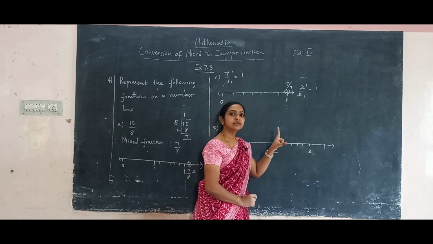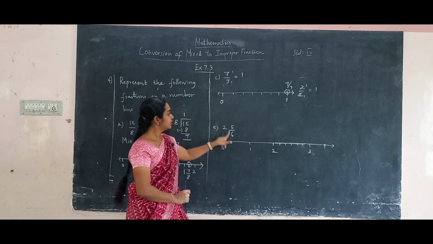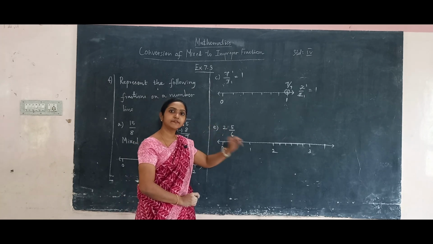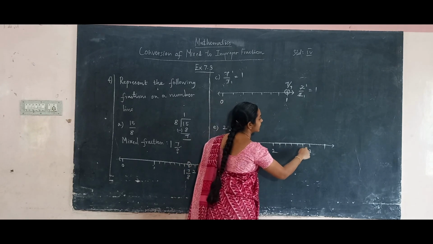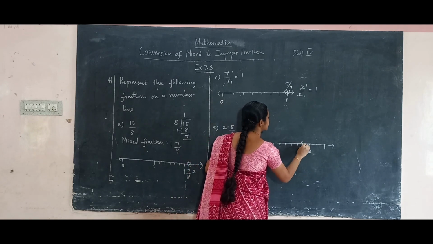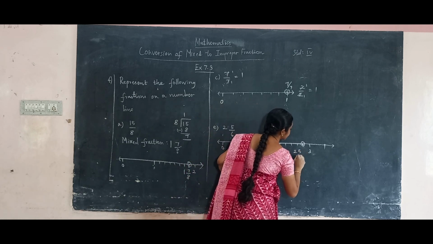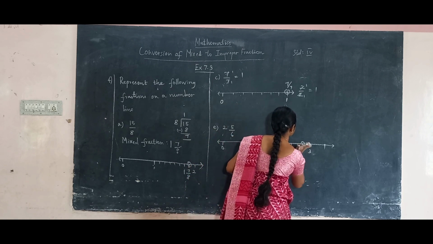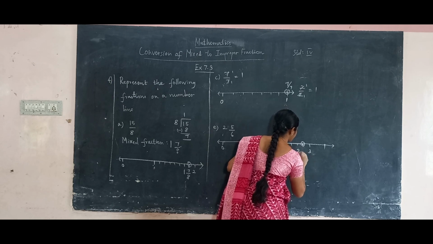I have divided them into 6 equal parts because 6 is in the denominator. Next, look at the number in the numerator. We have 5, so we have to consider the fifth part. This is the first part, second, third, fourth and fifth. So this is the place. So this fraction is 2 and 5 by 6.